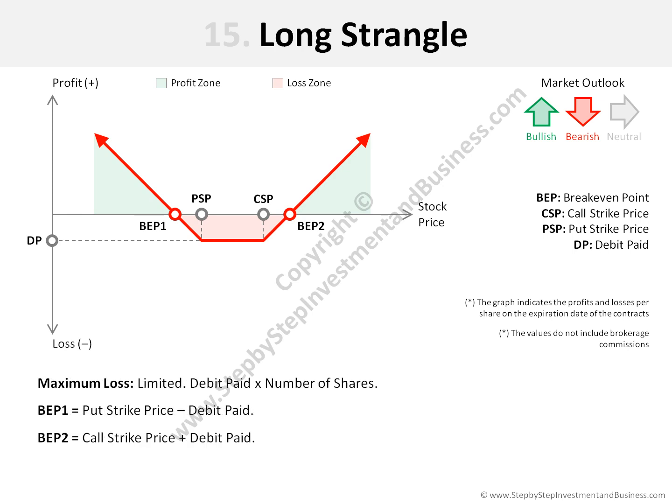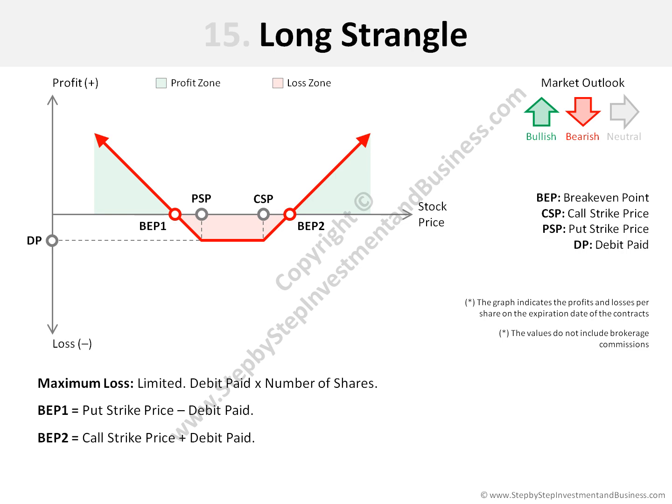On the other hand, the maximum loss that we are exposed to is limited. The most we can lose is equal to the debit paid multiplied by the number of shares. This strategy has two break-even points. A break-even point to the downside, called break-even point 1, and a break-even point to the upside, called break-even point 2. Break-even point 1 is equal to the strike price of the put minus the debit paid. Break-even point 2 is equal to the strike price of the call plus the debit paid.